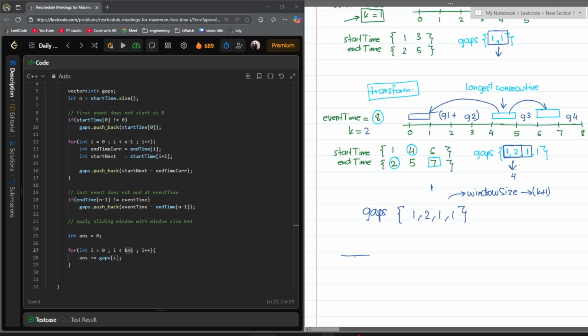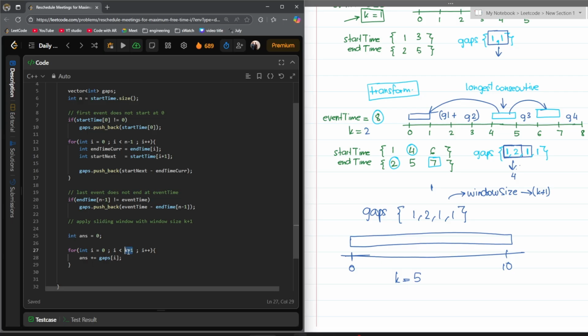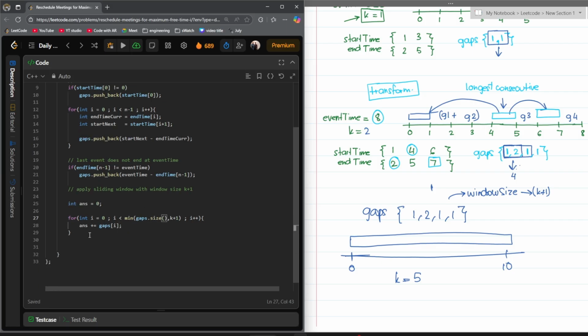So let's say you have a number line starting from 0 ending at 10, and then you have just one very large event, so you don't really have any gaps or anything, but then k is given to you as 5. In that scenario, you're going to get an out of bound error over here. So you need to take the minimum of k plus 1 and gaps dot size. This is just a safety measure for you to take care of.